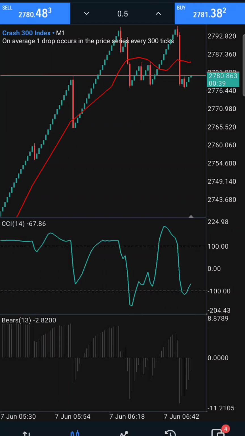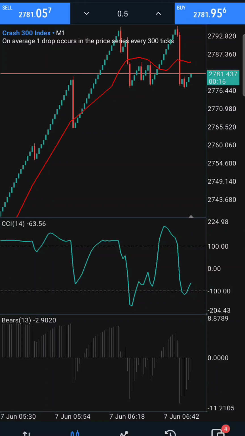But in the case of Crash, we enter our trade when it has crossed to the upper side of the 0.0. So in this case, we are not entering yet because the market is not yet above the moving average. So we are not going to enter. We'll wait until the market is above the moving average, then we'll buy. Don't forget, this has really reached minus 100, telling us we can take the trade.